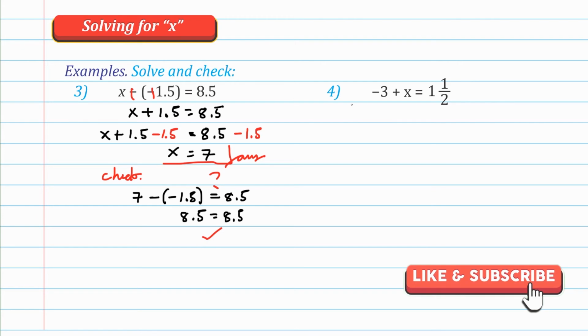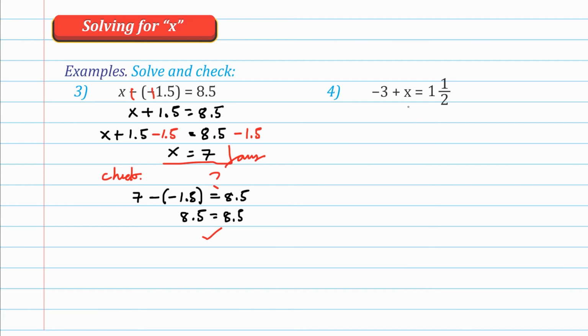Let's try the last one. Negative 3 plus x is equal to 1 and 1/2. Yes, of course, we can apply addition and subtraction properties even in decimals or fractions. It doesn't matter. So, our aim again is to isolate x on the left side. Now, how do we remove itong istorbong minus 3 na ito or negative 3? Take note what connects the variable x and negative 3. Take note, plus connects them.